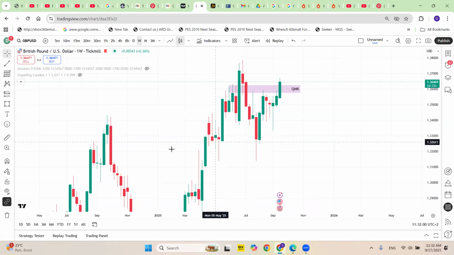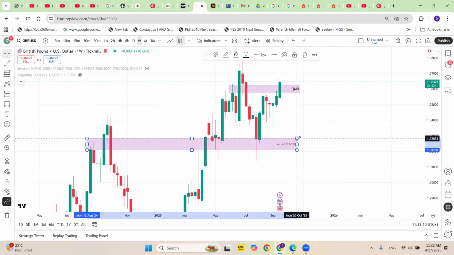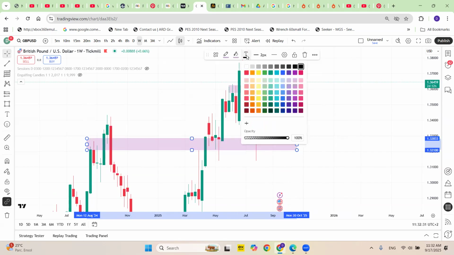Quasimodo manipulation, yes, for a buy. I can identify this one. This Quasimodo manipulation. Yes. So now, if we expect the market to go back to the potential Quasimodo reversal for a sell before reaching the Quasimodo manipulation.